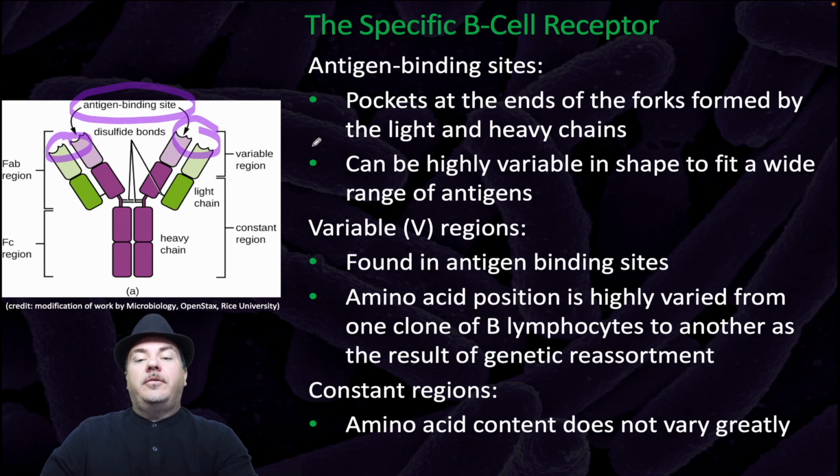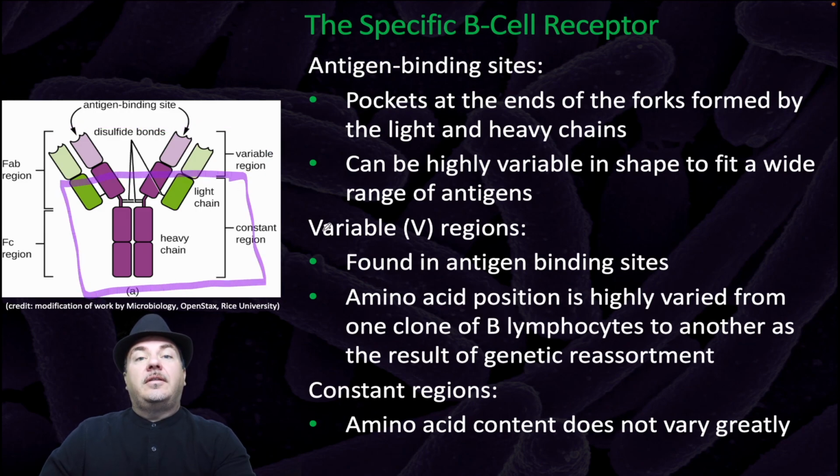They can be highly variable in shape and fit a wide range of antigens. They are the variable or V region, which is found in antigen binding sites. Its amino acid position is highly varied from one clone of B lymphocytes to another as a result of genetic reassortment. Then they have constant regions, where the amino acid content does not vary greatly.